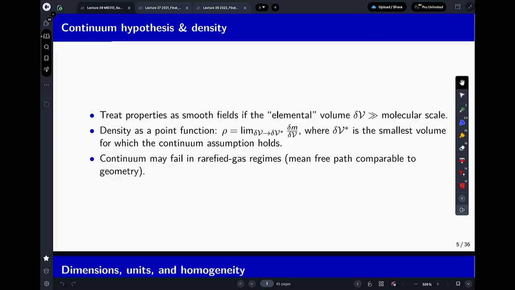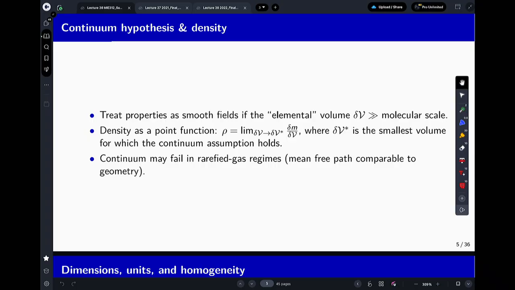Treat properties as smooth fields if the elemental volume is much, much greater than the molecular scale. And so you've also looked at this issue. You can think about it: you have air, and you know that there are a whole bunch of molecules with gaps in them. But we have treated air and water as a single continuum.